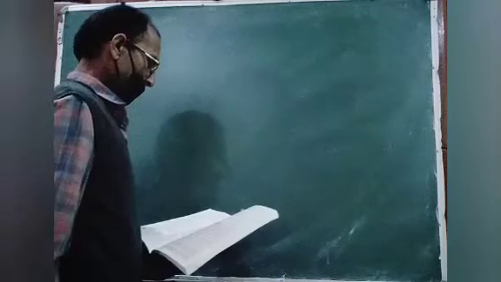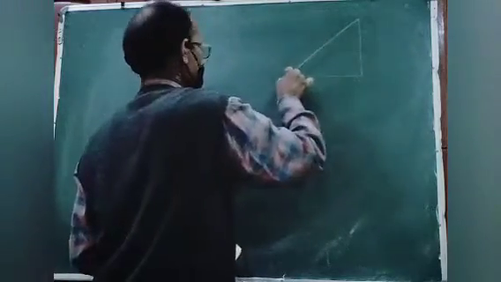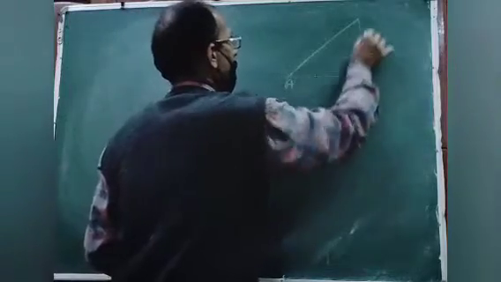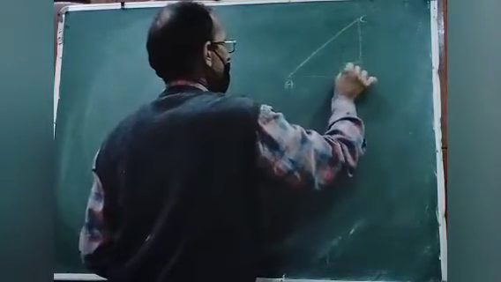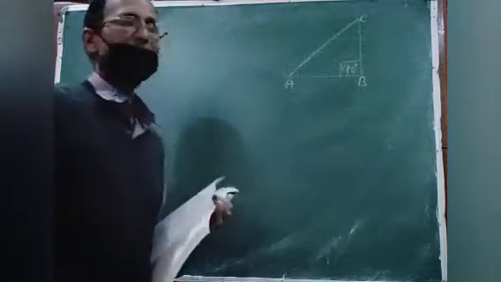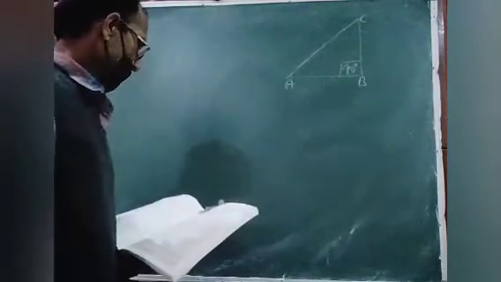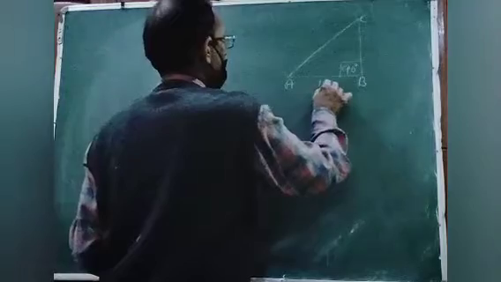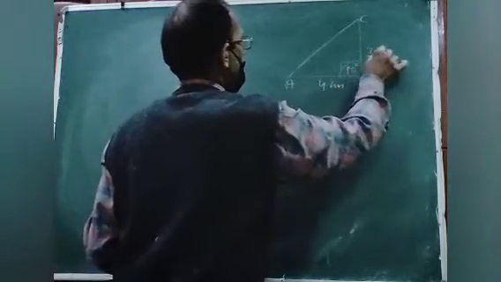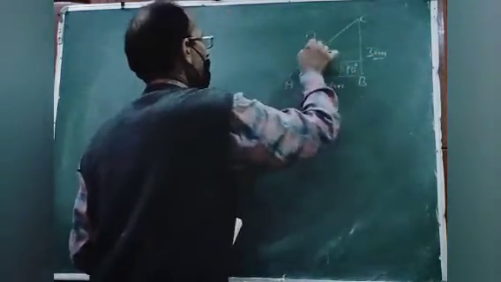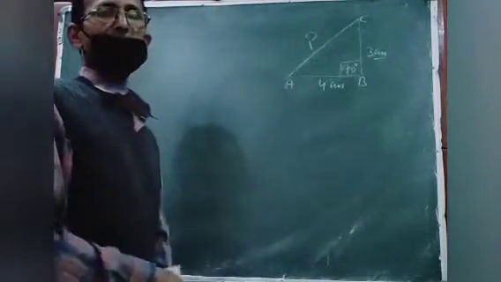Now exercise 7.4. Find the length of the hypotenuse of a right triangle whose other two sides are 3 cm and 4 cm. So this is the right angle triangle. You can give any name, A, B, C. This angle is 90 degrees. So base is 4 cm and perpendicular is 3 cm. We have to find AC.